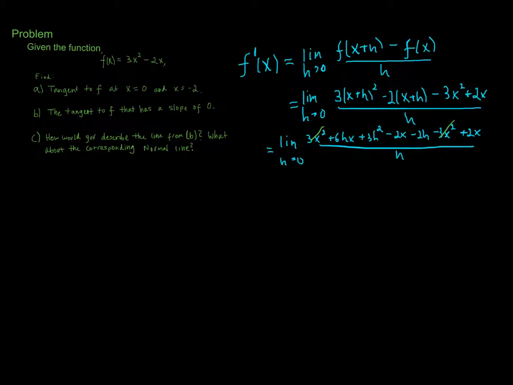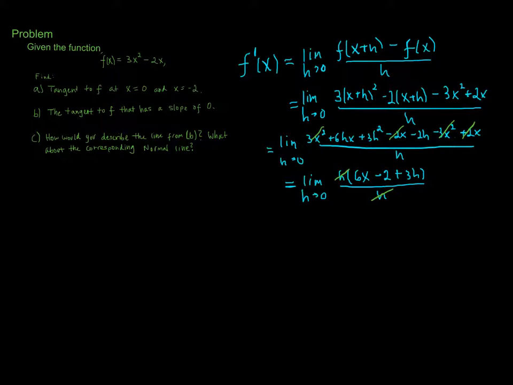I have a negative 2x and a positive 2x. At this point, what I'm going to need to do is factor out the h, because notice that all the terms that I have left in my numerator have an h in common. So I'm going to factor out the h and then evaluate my limit.